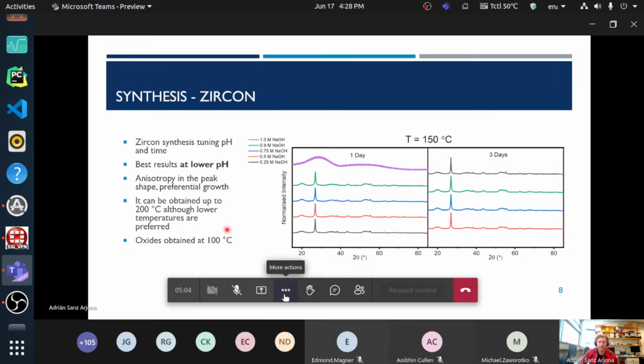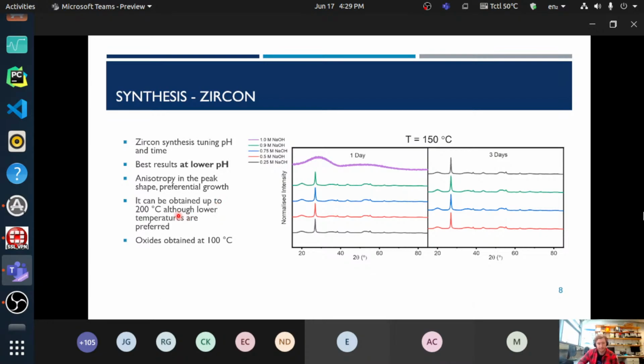And we tried it at 100, 150, and 200 degrees. At 100, we only obtained the oxide, zirconium oxide, and silica. And at 200, we obtained the zircon pure as well, but we preferred lower temperatures for the synthesis.